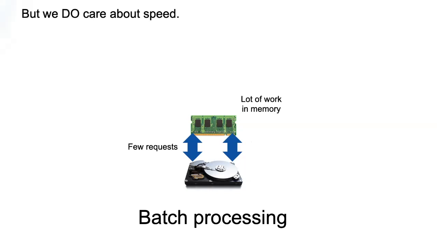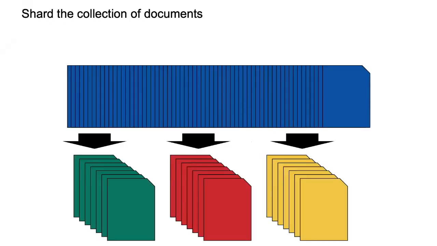If you ask the disk only, let's say, 10 or 20 times, it's going to be faster than asking 1 million times for just a few bytes, right? So this is the reason. This is called batch processing. So how do we organize ourselves? Well, imagine we have this absolutely gigantic collection of documents.